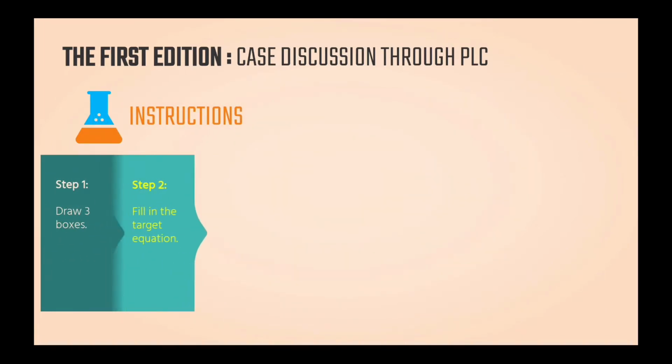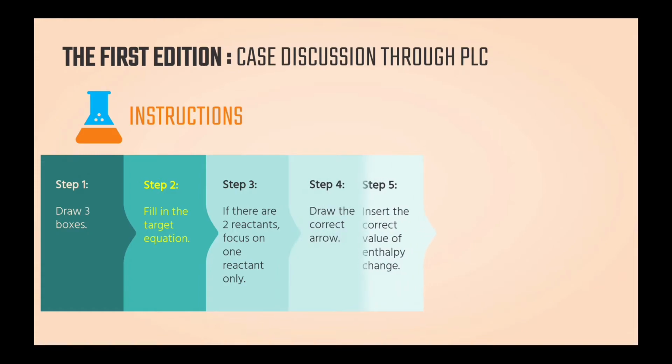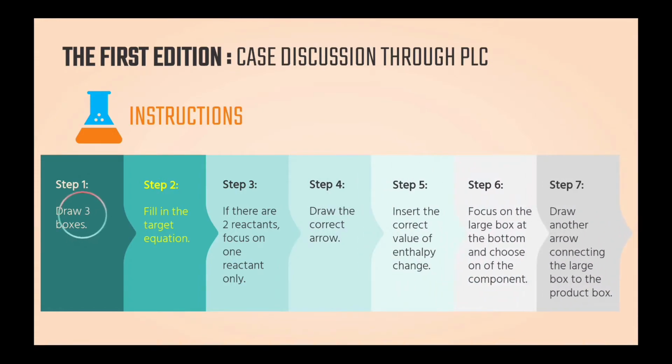The instructions for box method in the first edition have 7 steps. The first step is to draw 3 boxes, then fill the boxes with target equation, and if there are 2 reactants, just focus on 1 reactant, and then the students have to draw arrows, and then they have to fill in the enthalpy change with the correct value, and then they have to focus on the large box at the bottom and choose one of the components, and then they had to draw another arrow connecting the large box to the product box. These steps were confusing at first, so we came up with the second edition through a process of discussions.